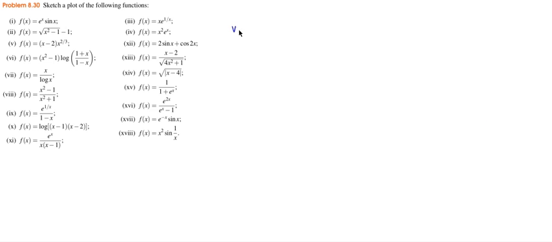Let's do part 8. f of x is (x squared minus 1) over (x squared plus 1). Now that's an interesting one. Okay, x squared plus 1 is never 0, right? So the domain of this function is the reals.